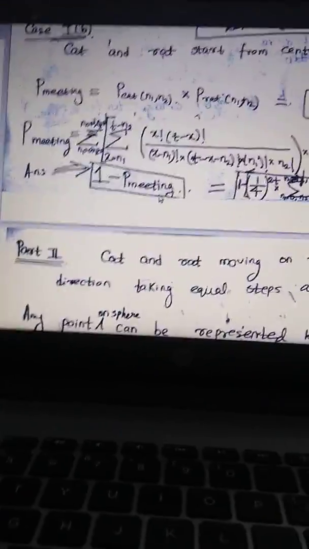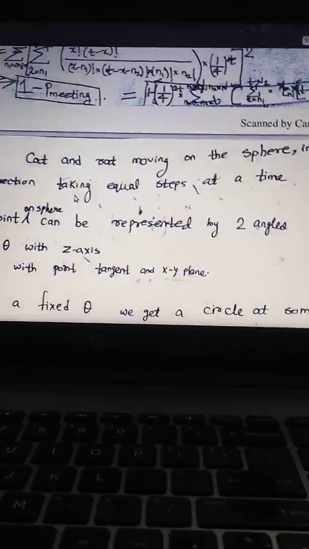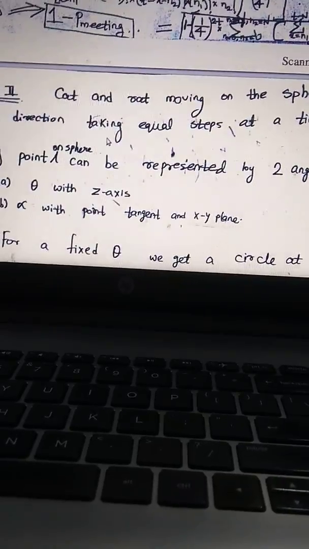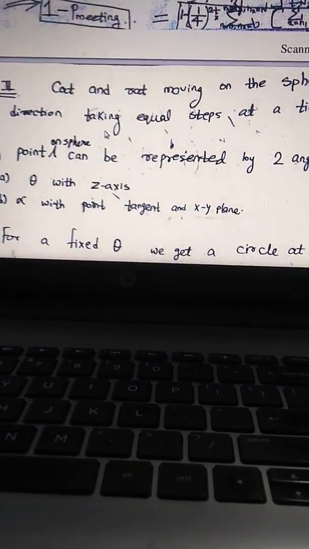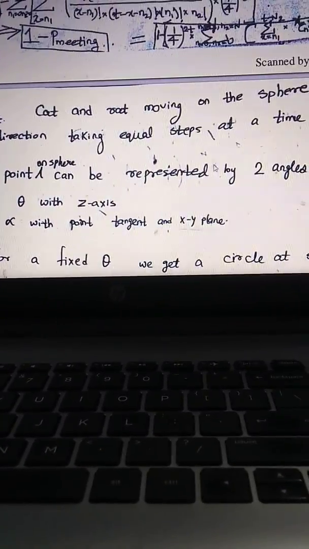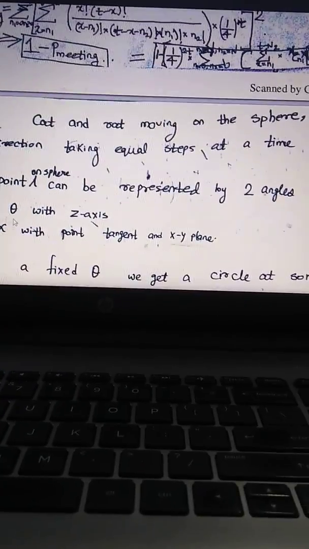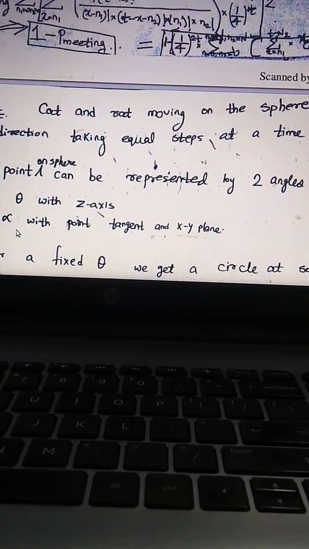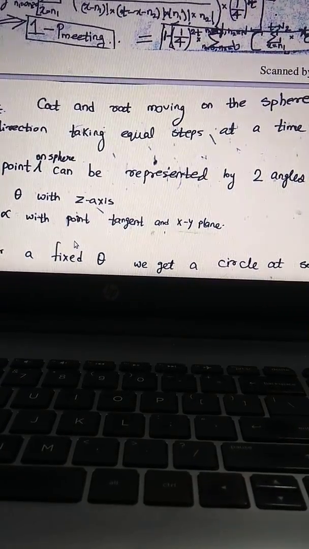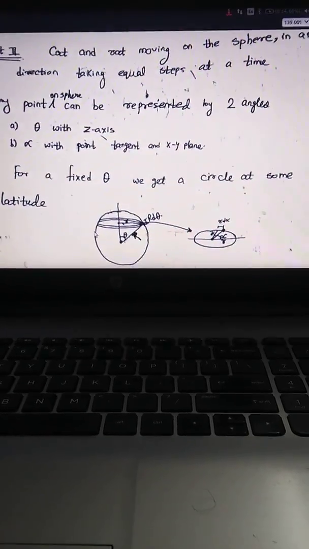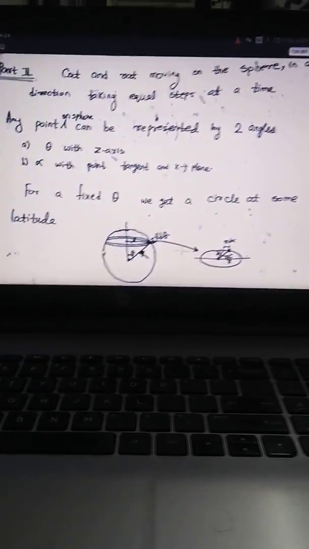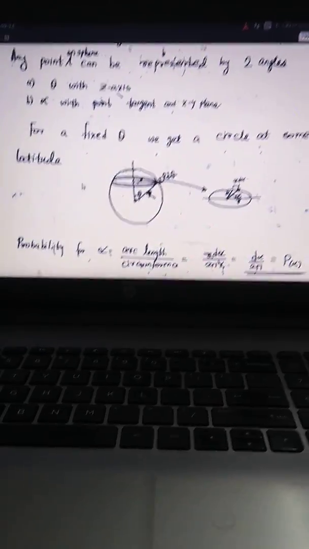So for the next part, the cat and the rat are moving on the sphere in any direction, taking equal steps at a time. At any point on the sphere, I can represent it using two values, two angles, theta and alpha. Theta is the angle with the z axis and alpha is the angle of the point's projection with the x and y plane. For a fixed theta I can draw a circle around the sphere at some particular latitude, and basically I get a ring.